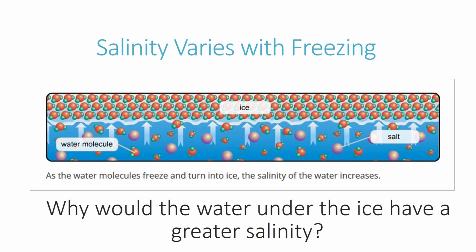Good. There is a greater salinity because, as you can see in the diagram, the purple salt molecules all are staying in the ocean water below. The ice only is fresh water at the top. So we know as it freezes, it leaves the saltiness below.